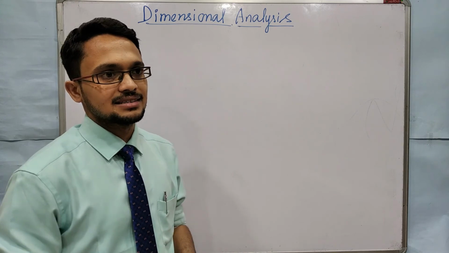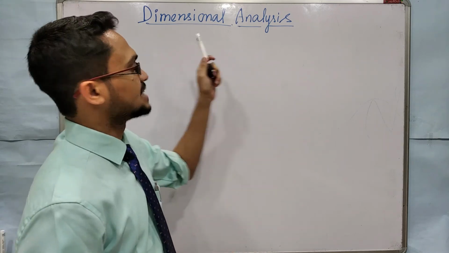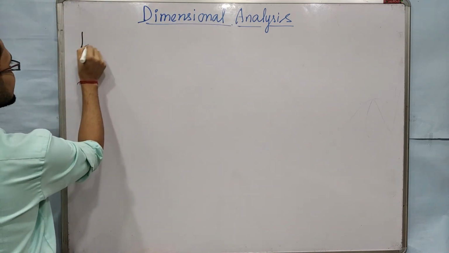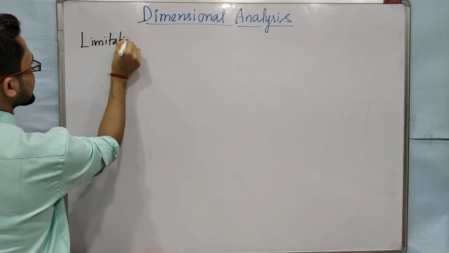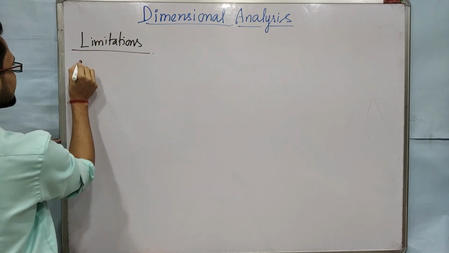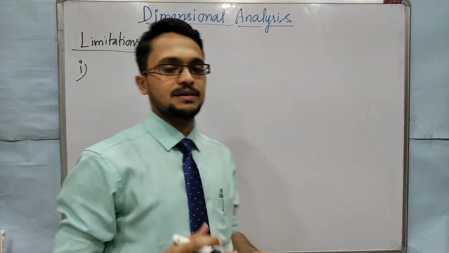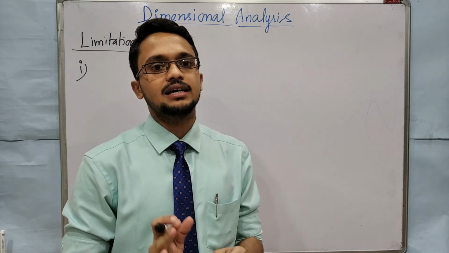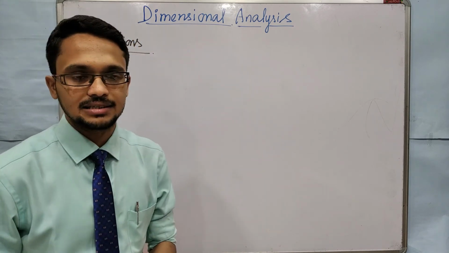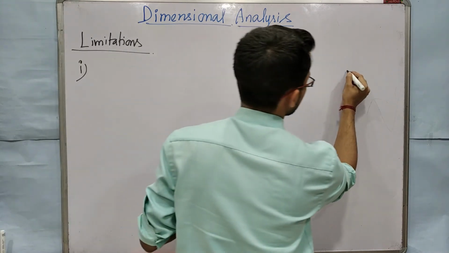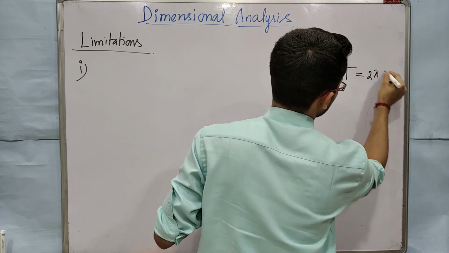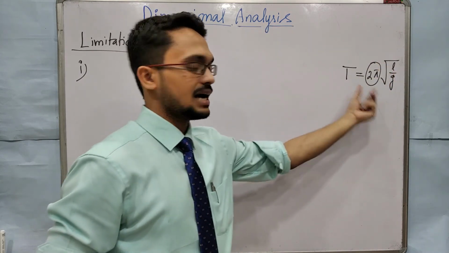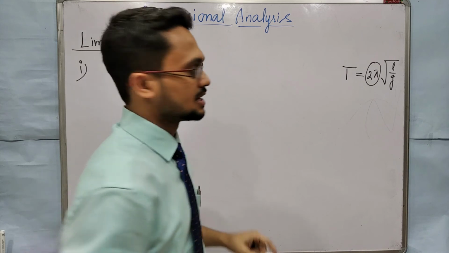Before ending this, I want to tell the limitations of this dimensional analysis. There are a few limitations. What are those limitations? The first one: if in any physical equation there is any constant term, that constant term cannot be calculated using dimensional analysis. Look at one example that we had already discussed. T is equal to 2 pi root over L by G. Here 2 pi is the constant term. That value cannot be calculated using dimensional analysis.